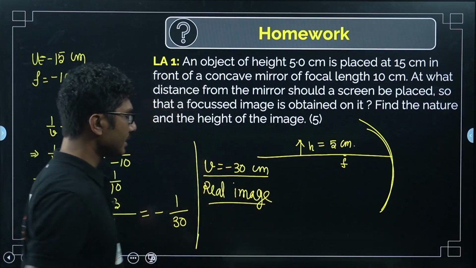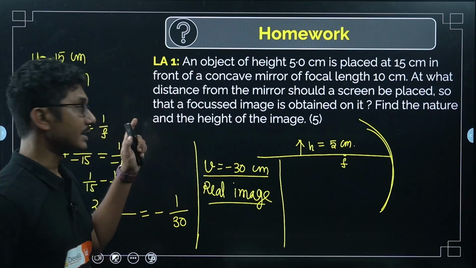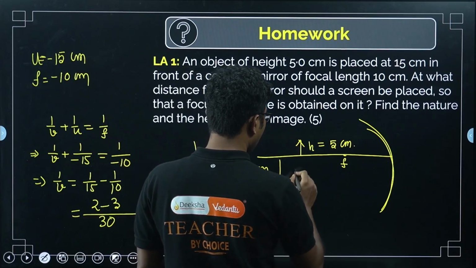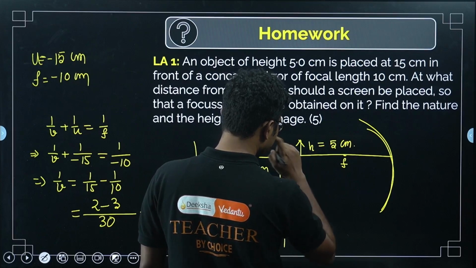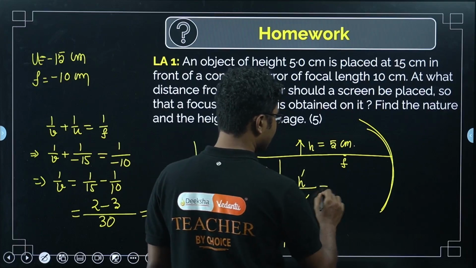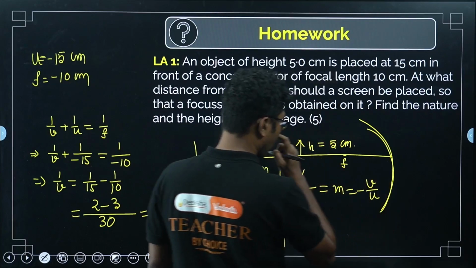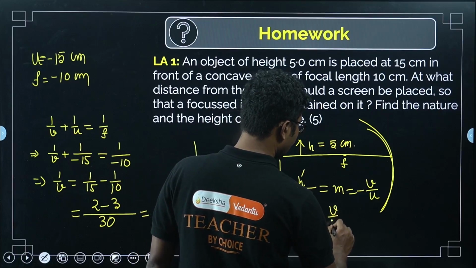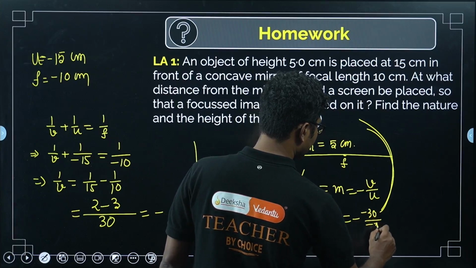Okay, image distance is 30 centimeter. Obviously, since the image distance is negative, that means it's a real image for mirror. Now what else? We have to also find the height of the image. Height of the image divided by height of the object is basically magnification, that is equals to minus V by U, right? So H dash is minus V by U, or minus 30 divided by minus 10.